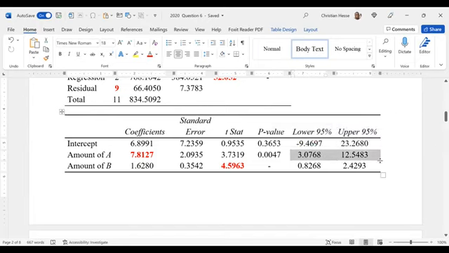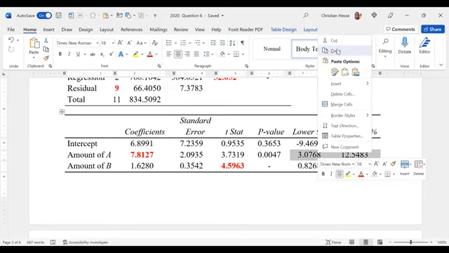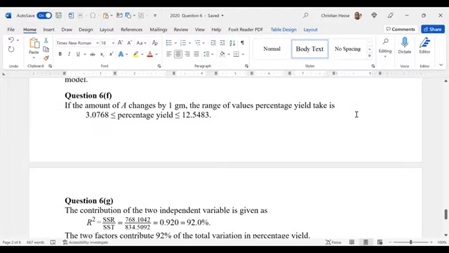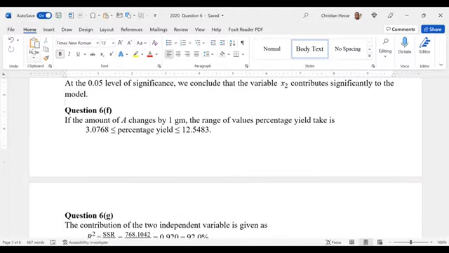It means what we call the 95% confidence interval. That is to say, we are 95% confident that the actual value of beta 1 lies between 3.0768 and 12.5483. So we pick these two values. What are they? Let's go to the answer. I've copied it. So what are the two values there?